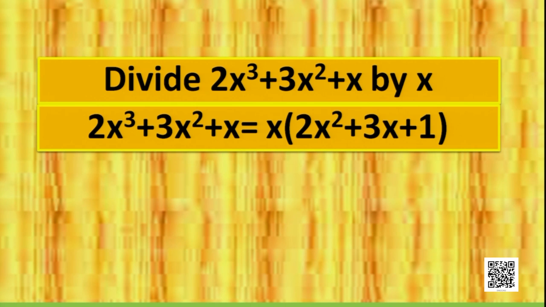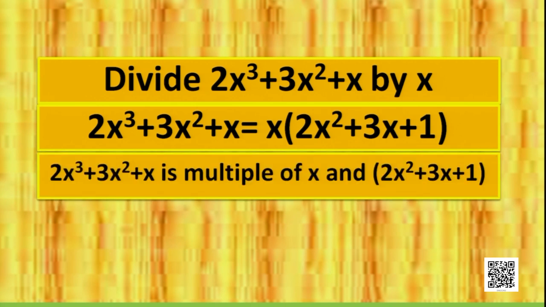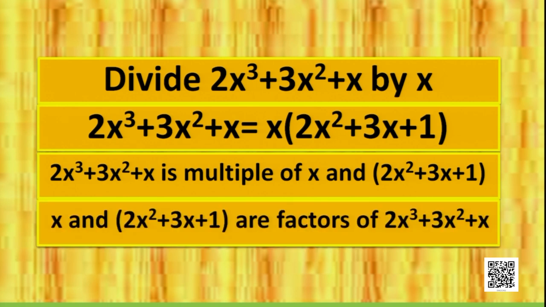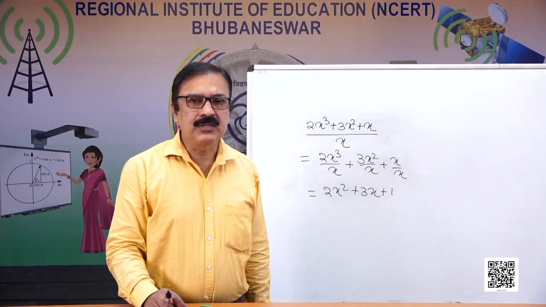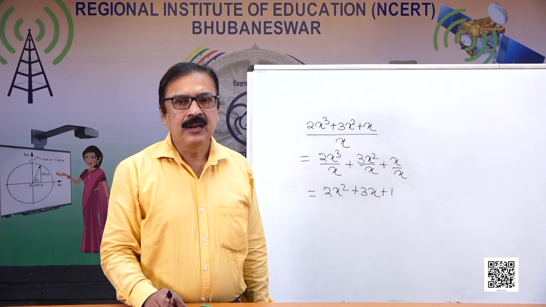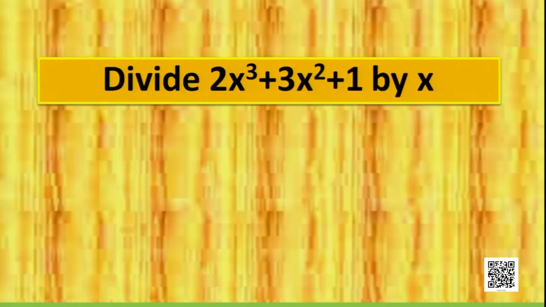In this case, x is a factor of 2x cube plus 3x square plus x, and 2x cube plus 3x square plus x is called a multiple of x and of 2x square plus 3x plus 1. And vice versa, x and 2x square plus 3x plus 1 are factors of 2x cube plus 3x square plus x. Let's consider another division, that is 2x cube plus 3x square plus 1 by x.